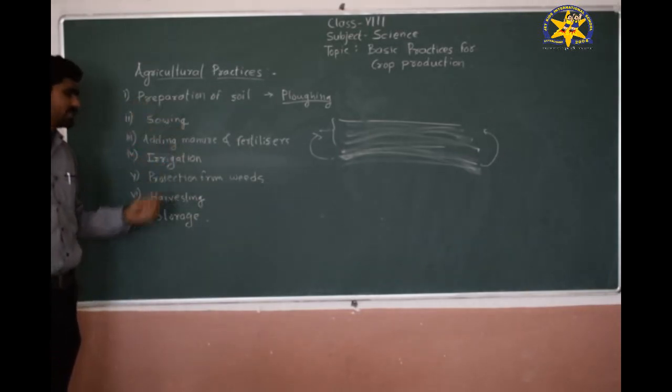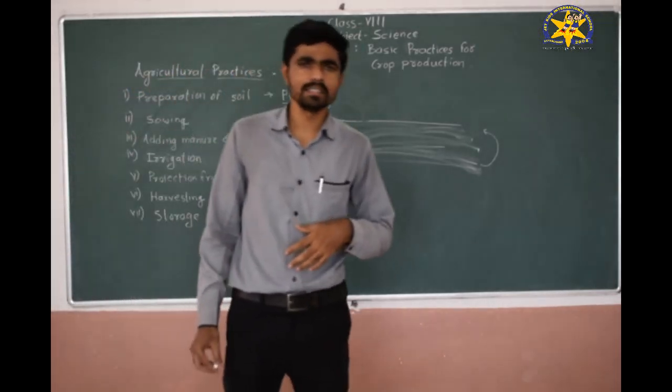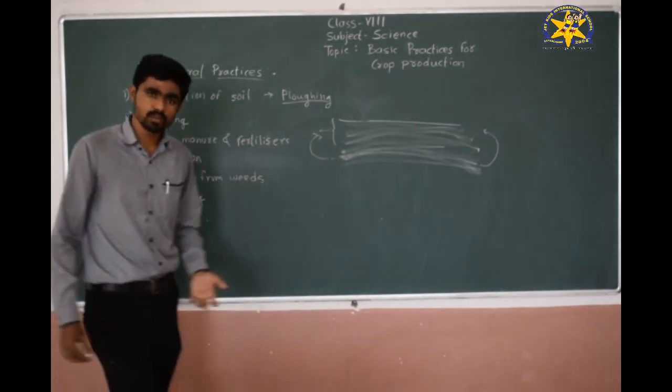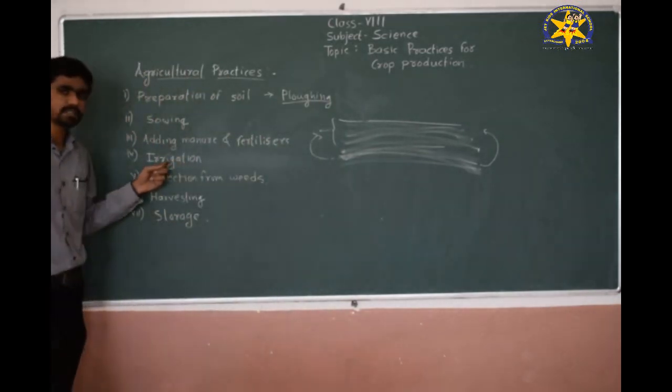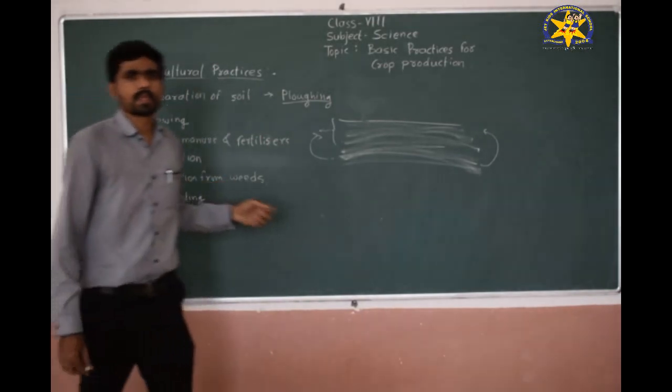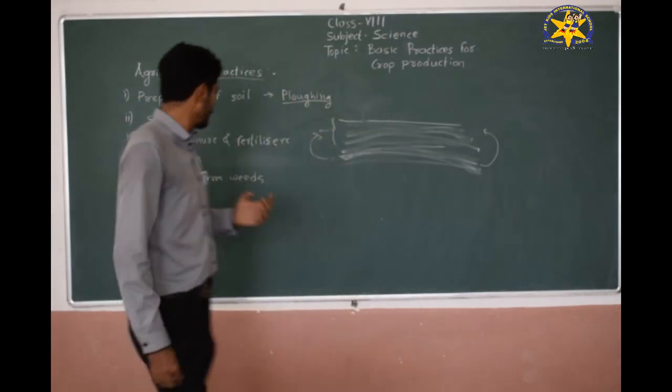Then comes irrigation. I am feeling thirsty. You also might be. So plants also feel thirsty. They also require water for their processes. So irrigation means providing a sufficient amount of water to the field. That is called irrigation.